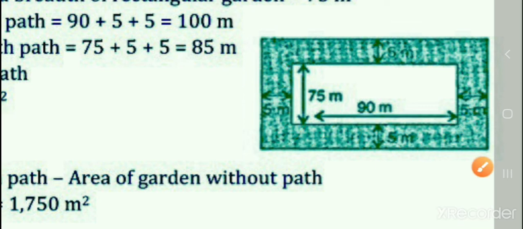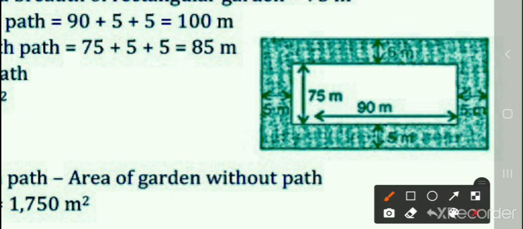So children, here you know the length and breadth of the inner garden. Okay, so the inner rectangle's length and breadth you know. You need to know the length of the outer rectangle, and this breadth you should know. If it is 90 here, the width here is 5, and this side it is 5 again. So whatever the length is, plus 5 and plus 5: 90 plus 5 plus 5 is equal to 100.